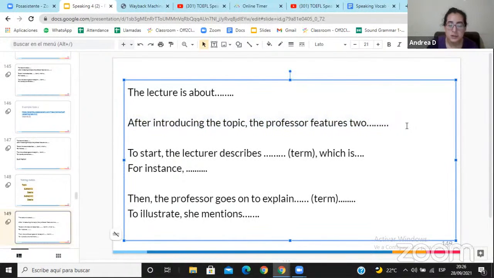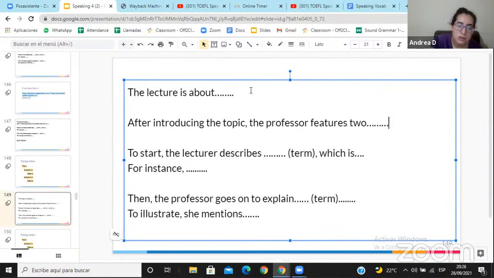You could say, after introducing the topic, "The professor features two..." and then you need to basically tell me how the topic is related to the subtopics. We know that these subtopics are two factors that influence a consumer's decision or that make up quality. So you could say, "The professor features two factors that make up quality."